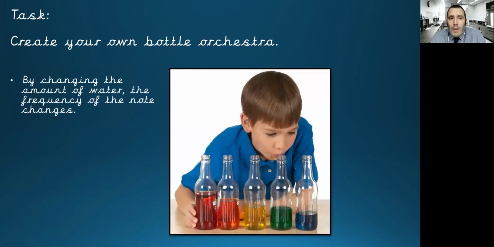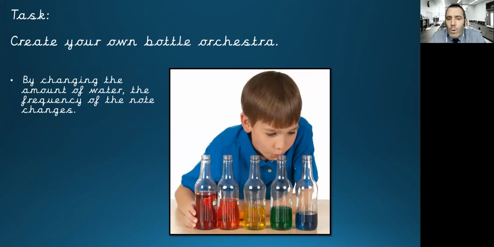So this is what we're going to do. We're going to change the amount of water. The frequency of the note will change. So if you've only got one bottle, what I want you to do is give it a blow or a tap when it's got no water in it, put a little bit of water in it and listen to the note and see what happens.